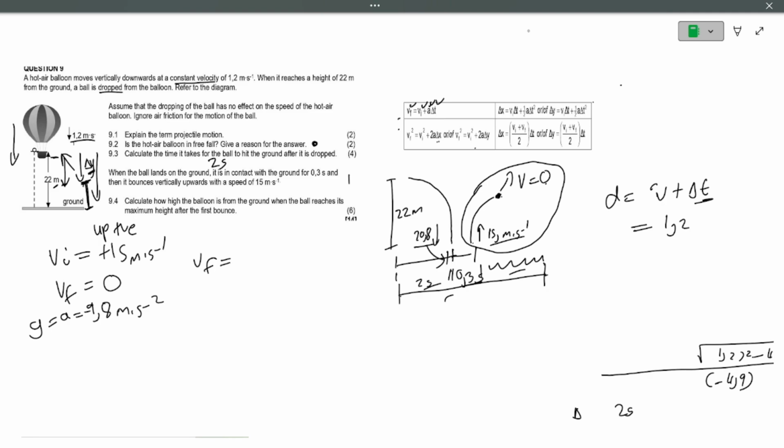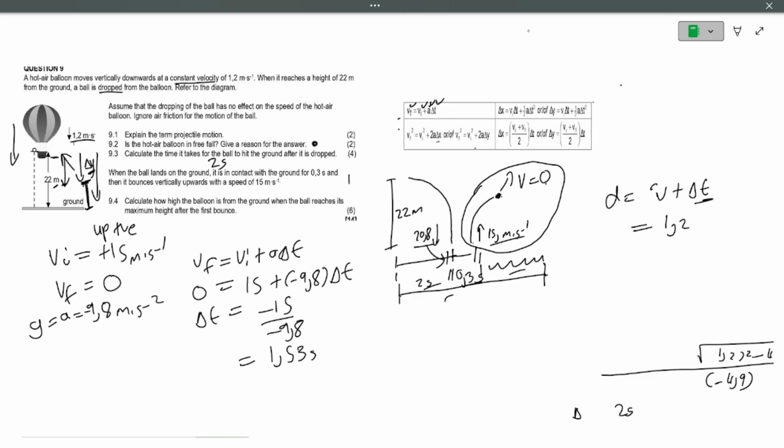V final equals V initial plus a change in time. Then we substitute: V final is 0, V initial is 15, plus acceleration negative 9.8 times the change in time. So the change in time equals negative 15 over negative 9.8, and we get 1.53 seconds. That's our change in time for this section of motion, which is 1.53.